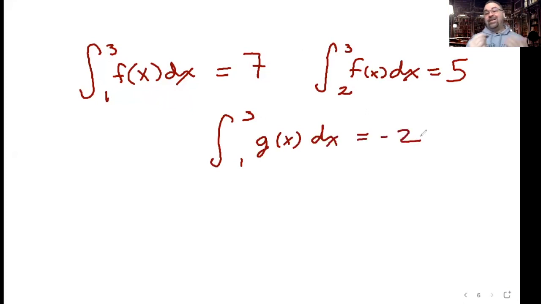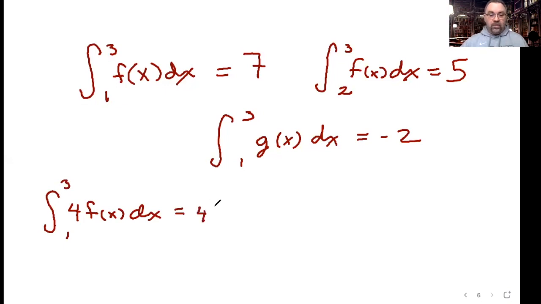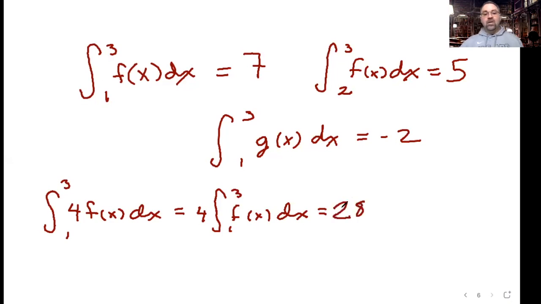So what I'm going to do here is look at, first thing, how do these things impact some other functions that we might talk about? Like, what if I had the integral of 4 times f of x dx on the interval from 1 to 3? Well, clearly we could move the 4 out front and go from 1 to 3 of f of x dx. And we know that the integral from 1 to 3 of f of x is 7. So this is 4 times 7. So this is 28.